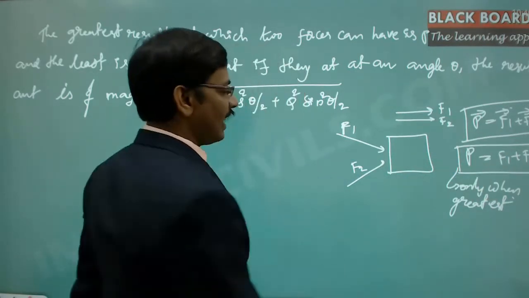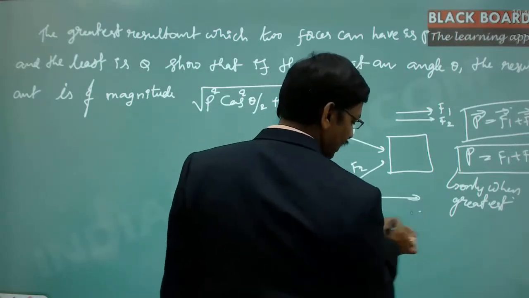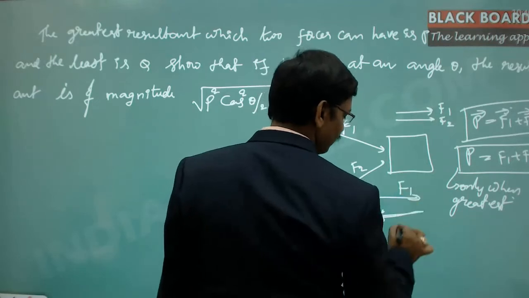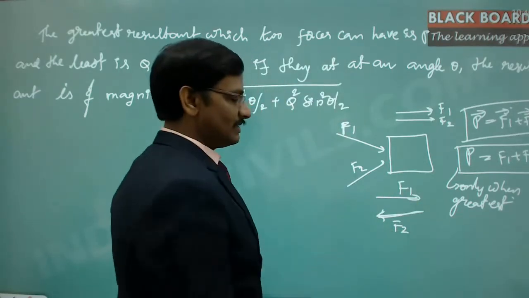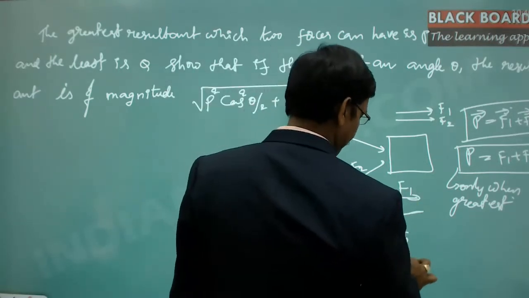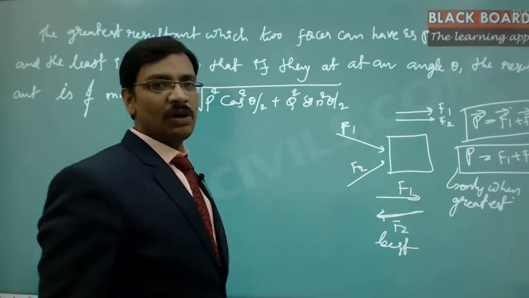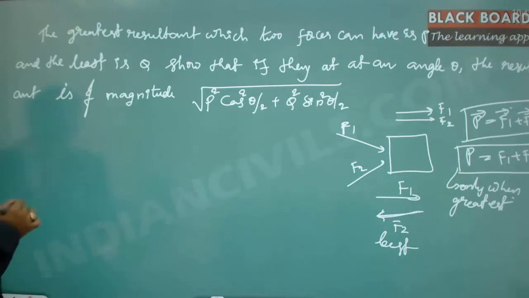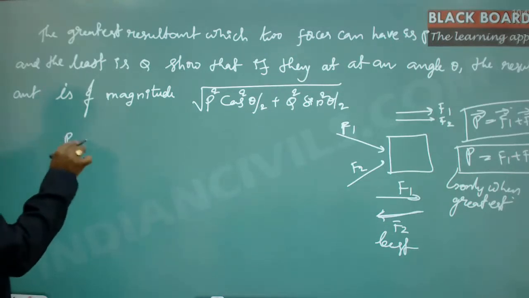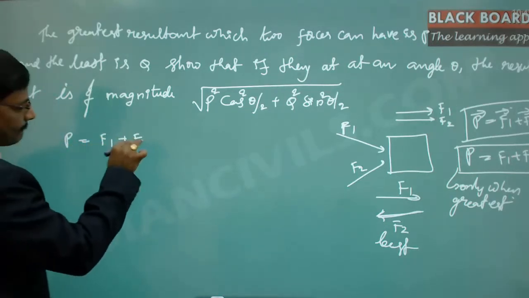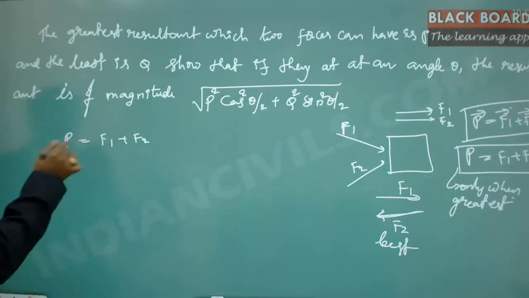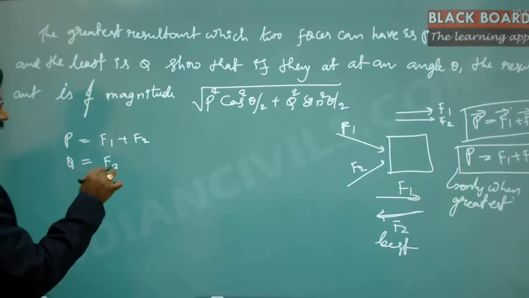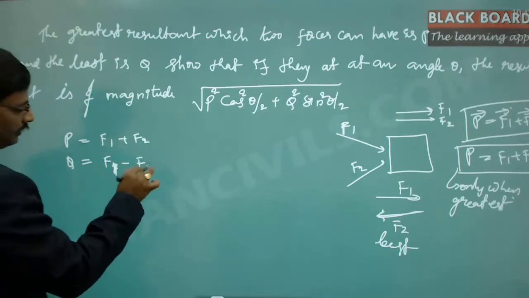And the least it can have is when one force is acting in this direction and the other force is acting exactly opposite. So this is F1 and this is F2, then this is the least. Exactly opposite, one tries to compensate the other. So what he says is the magnitude of F1 plus the magnitude of F2 is P, and F1 minus F2 is Q.